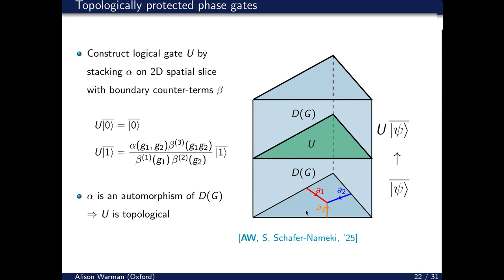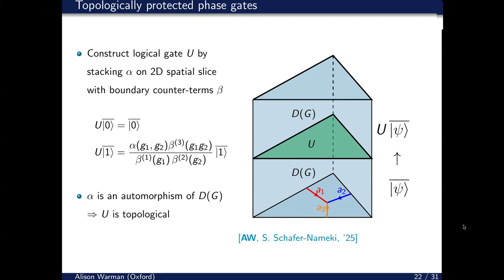Now, if we start with the completely trivial state, then the unitary will act trivially. Whereas if we start with a non-trivial state, for example, where these anyons correspond to conjugacy classes labeled by group elements G1 and G2, we then need to evaluate this 2-cocycle alpha on G1, G2, and then stack by the boundary counterterms. So beta 1 here for G1, beta 2 for G2, and beta 3 for their product here. Okay, beta 3 here is because there's some difference in orientation.